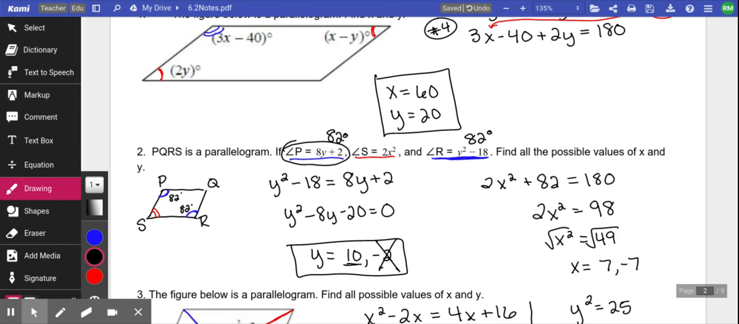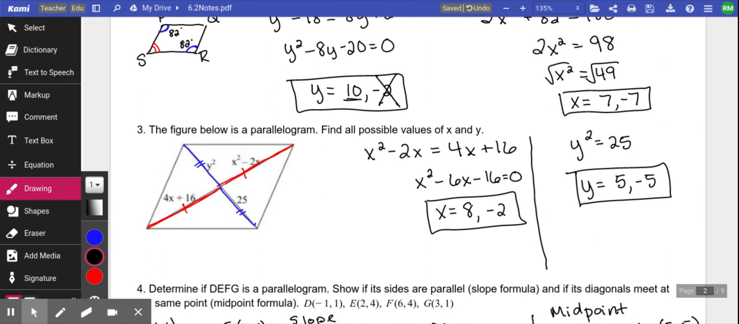We get 2 answers. Let's go ahead and check both of those answers, see if they work. If I plug 7 in for angle S, I get 7 times 7 is 49 times 2 is 98. That works. What about negative 7? Negative 7 times negative 7, that's positive 49 times 2 is 98. So that also works, which means that our possible values for x are 7 and negative 7, and our possible value for y is just 10. Okay, moving on to the next one.